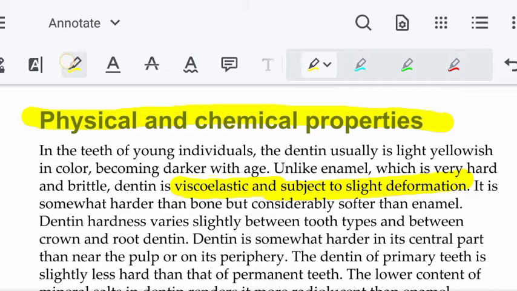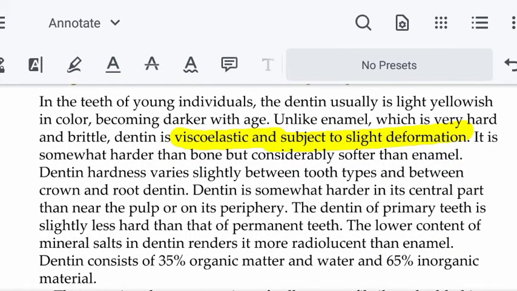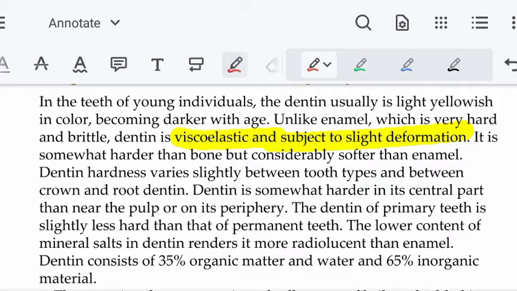It is somewhat harder than bone but considerably softer than enamel. So dentin lies in between enamel and bone. Enamel is harder, then comes dentin, then comes bone. Okay, it lies in between.